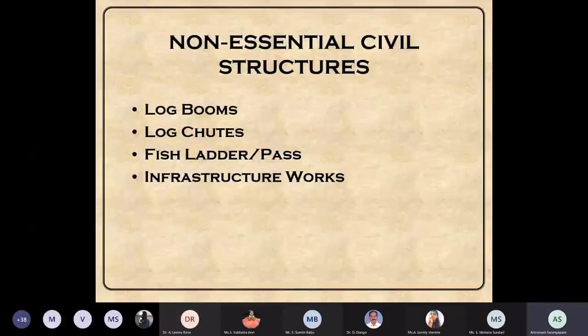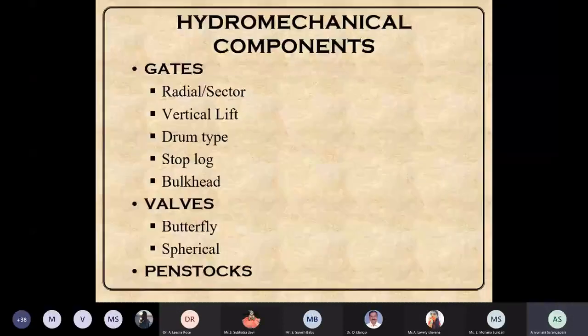Then mechanical equipments are like gates, valves and penstocks. These are all mechanical things. Wherever necessary we will provide gates: radial, vertical, drum type, stop log and bulkheads are the types of gate. And valves we will provide in the powerhouse and shaft area. Butterfly and spherical valves: butterfly is used in low head projects and spherical is used in high head projects.